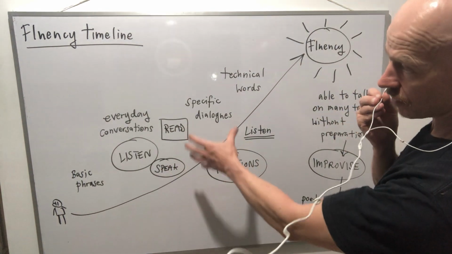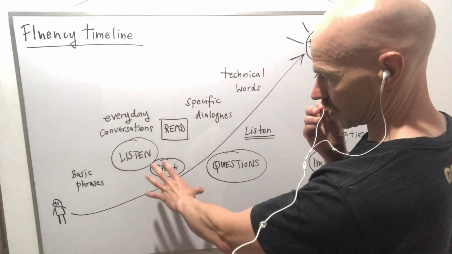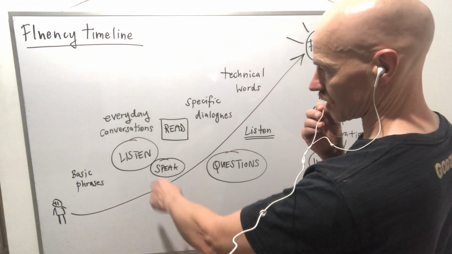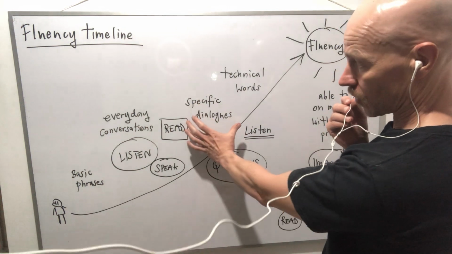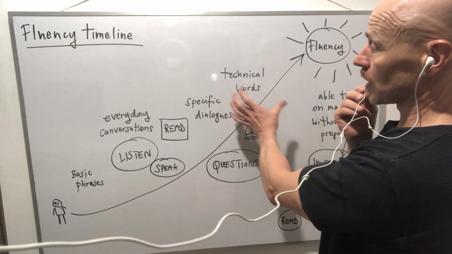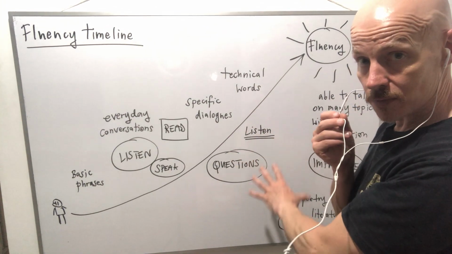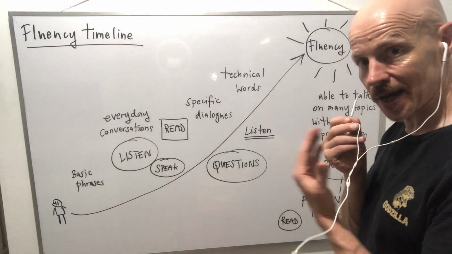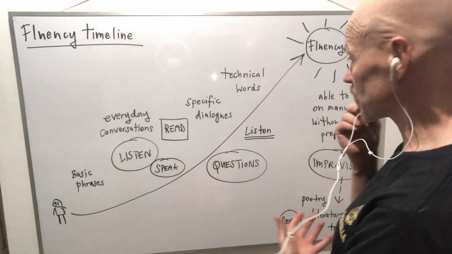So finally, we've gone from basic phrases through components like everyday conversations. We're using listening, reading and speaking in a repetitive fashion to help us improve that. As we get more confident, we're able to move to more specific dialogues for particular situations, bring in a lot more technical words. Again, starting to ask some questions so we can start moving the conversations instead of just passively having to wait for someone to ask us something. We can start asking questions.